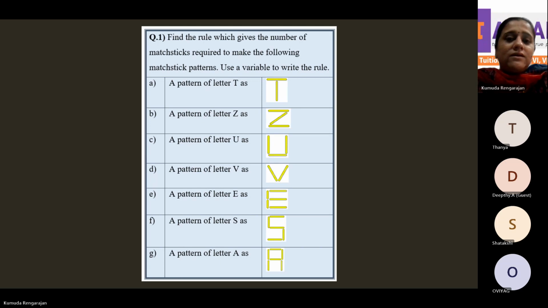So look at this one. I'm reading the heading for you. Find the rule which gives the number of matchsticks required to make the following matchstick patterns. Children are not allowed to play with matchsticks. After the session, don't ask your parents for a matchbox and make this using matchsticks. It's not safe to play with matchsticks or to do anything with matchsticks. But it's just a part of the exercise. Don't do it practically at home.